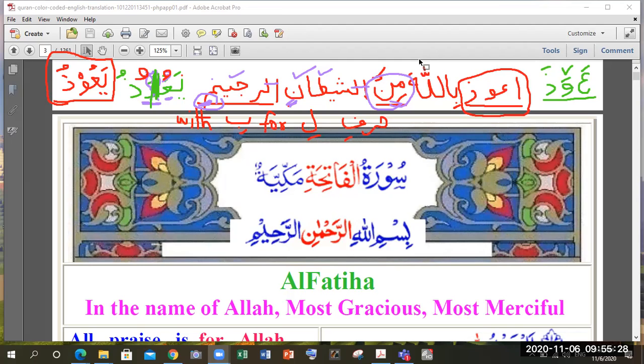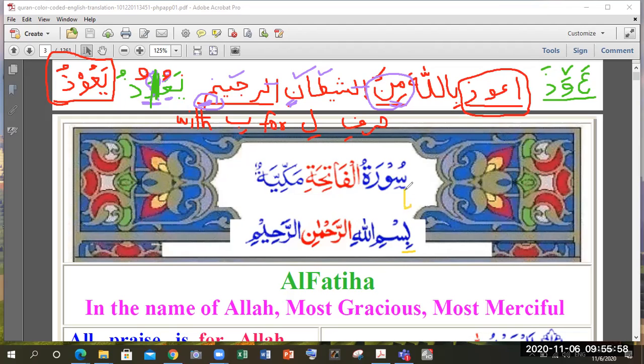Bismi. B. What is B? B is again "with", right? Harf jar. Yes. And what does it mean? With. So B means with. Ism, what does ism mean? It means name. But the alif has been dropped. Sometimes the alif is dropped when we join this B.